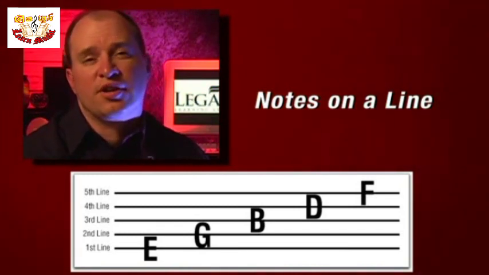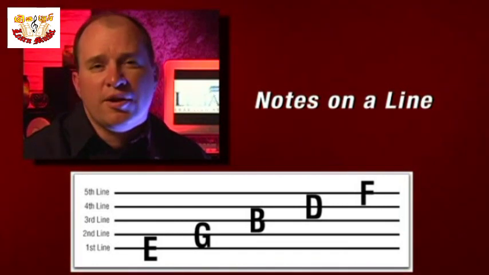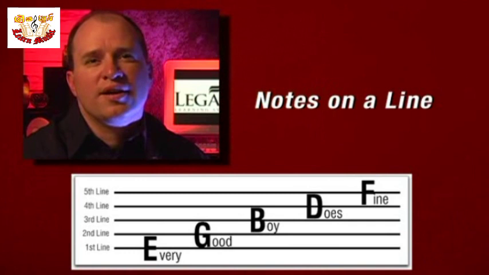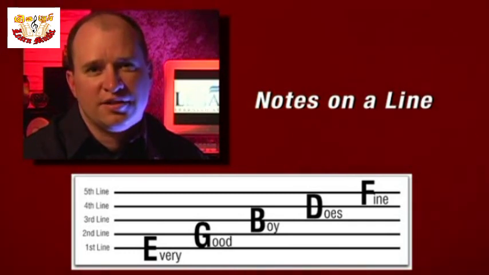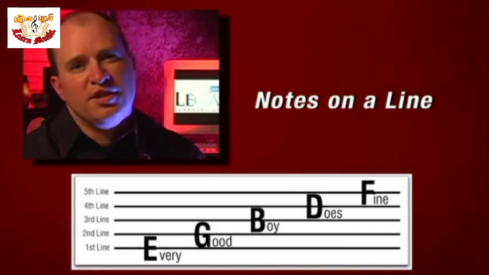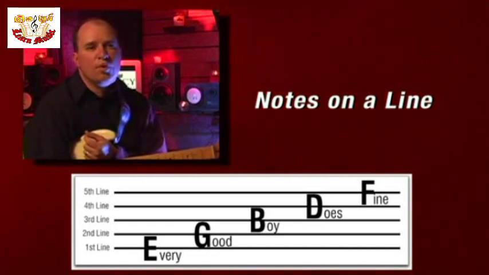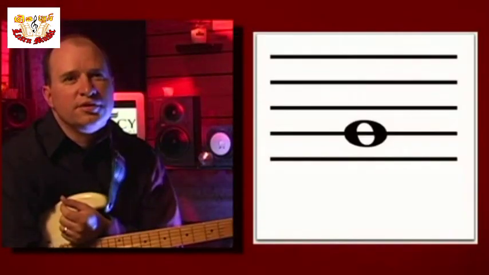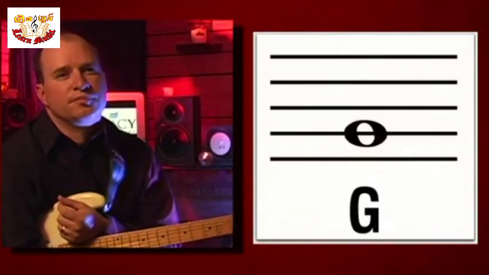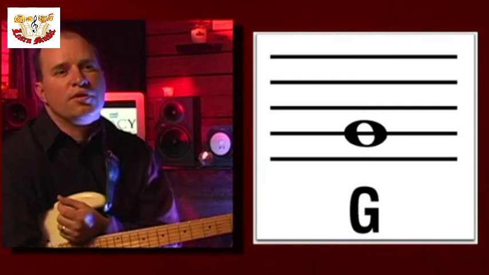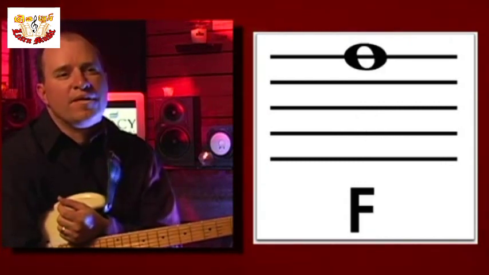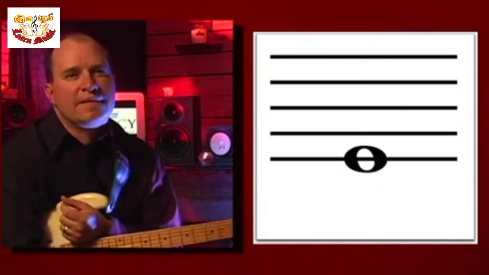Well, just as letter names, they're kind of hard to remember. So how everybody remembers them is every good boy does fine, corresponding to the E, G, B, D, F. Every good boy does fine. Okay, let's practice, see how well you remember. If the note is here, what is it? Good. What about if it's here? And what about here?